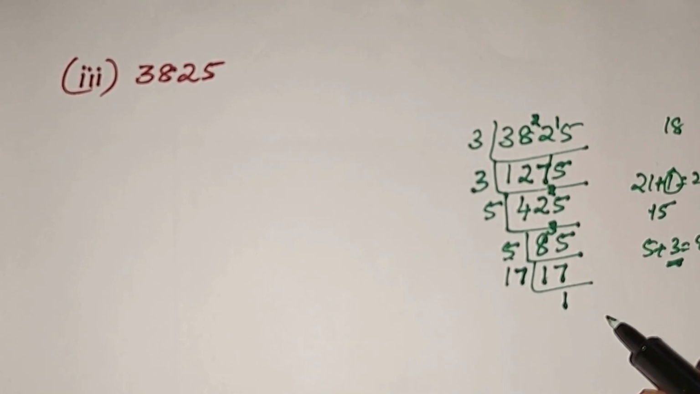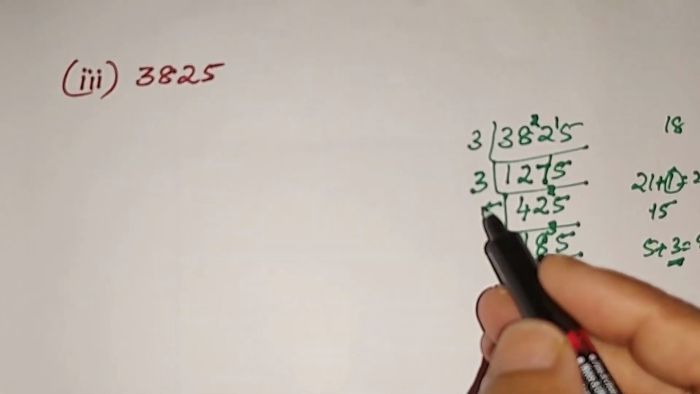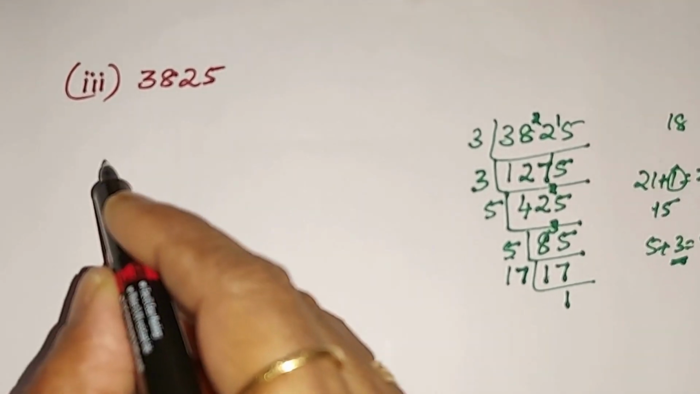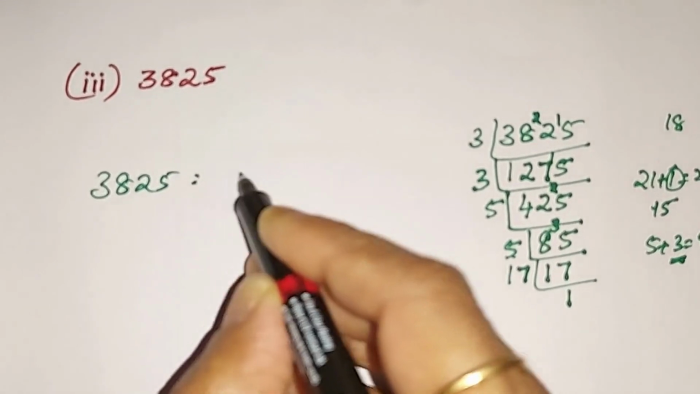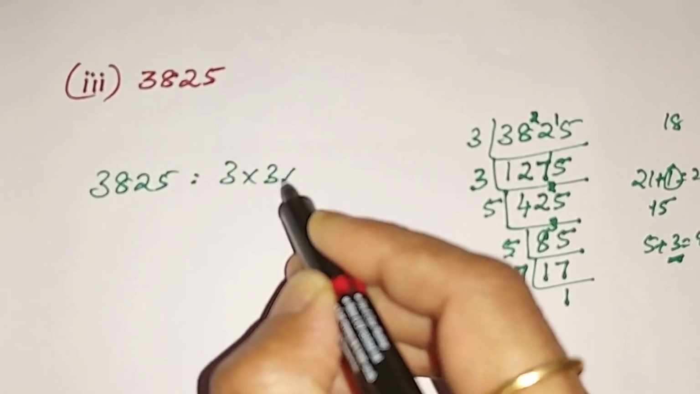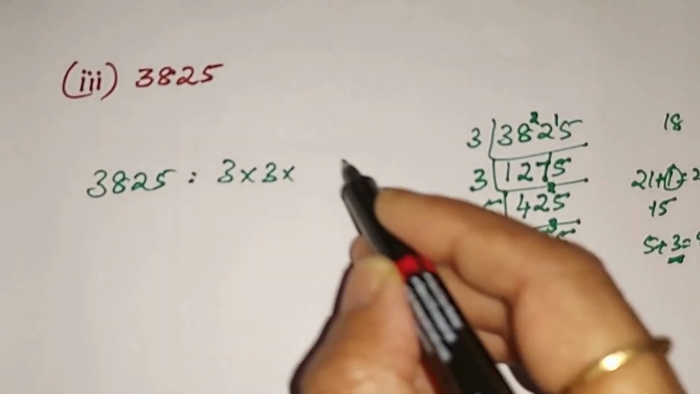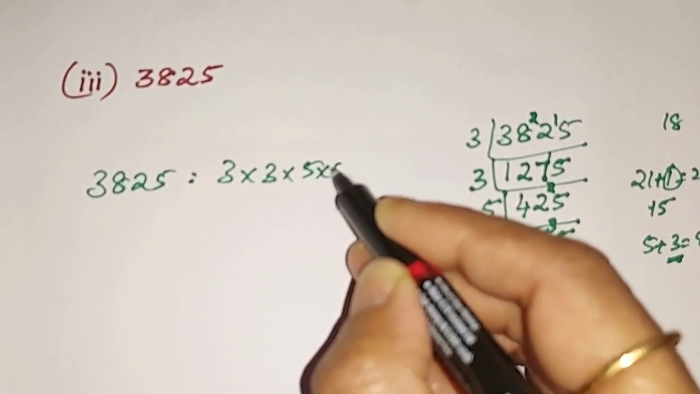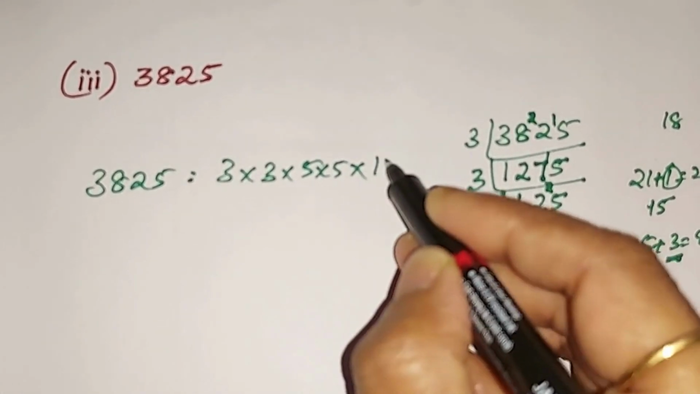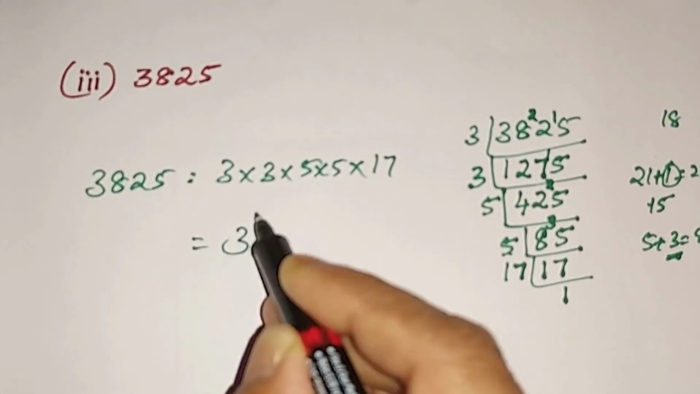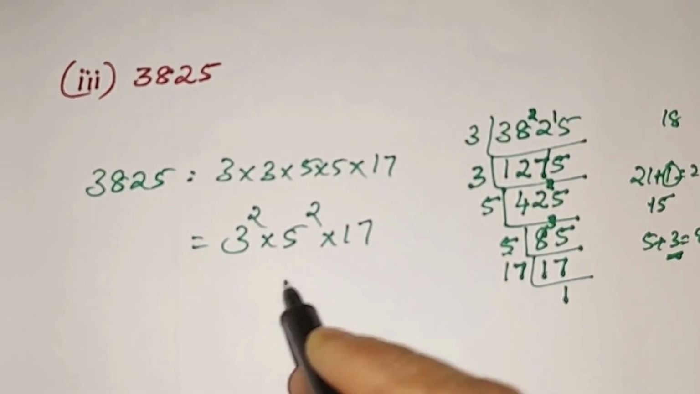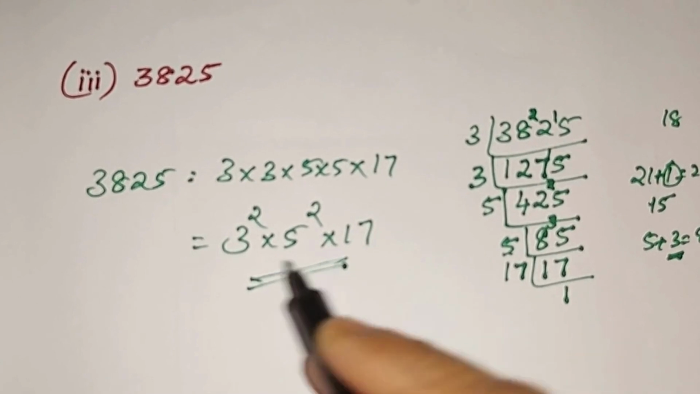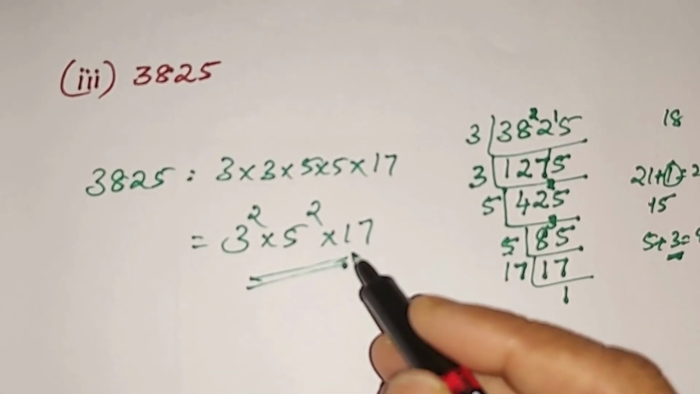Now you write. How can we write 3825? 3825 is equal to 3 into 3 into, how many 5s are there? 3 into 3 into 5 into 5 into, now 17, right? That is equal to 3 square into 5 square into 17. So the factorization of 3825 is 3 square into 5 square into 17.